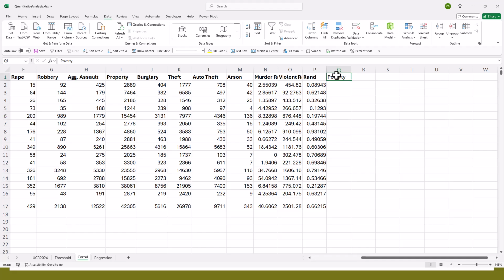Poverty, I couldn't spell it. We could type in the percentage of citizens living at or below the poverty line, which is what most people usually mean by the poverty rate, or we could put in the mean or median income for the city. So there's a couple ways you can measure economics.